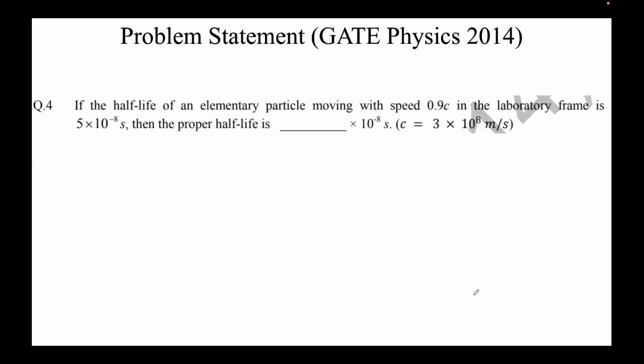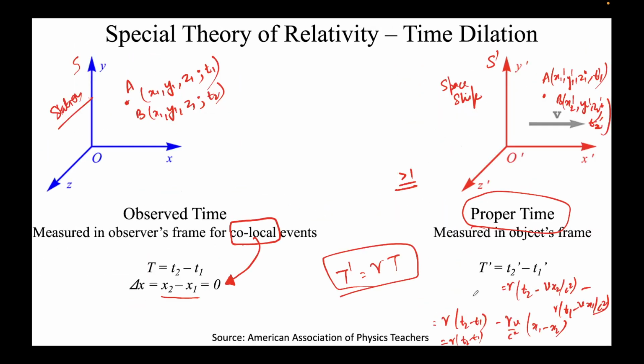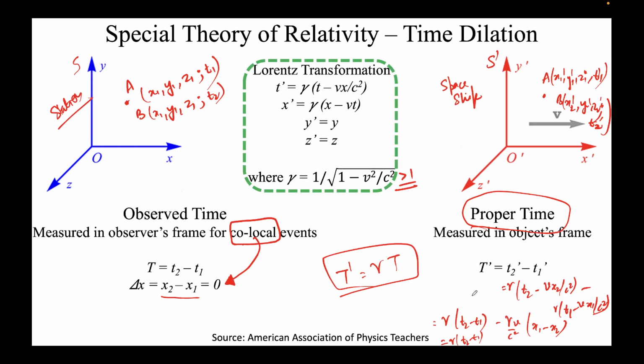I think I made a mistake somewhere. I don't know where. So is the proper time primed or non-primed? Proper time is primed, I think, because you measure proper time in your own frame, or is it not? Okay, I'll confirm in the next class anyway.